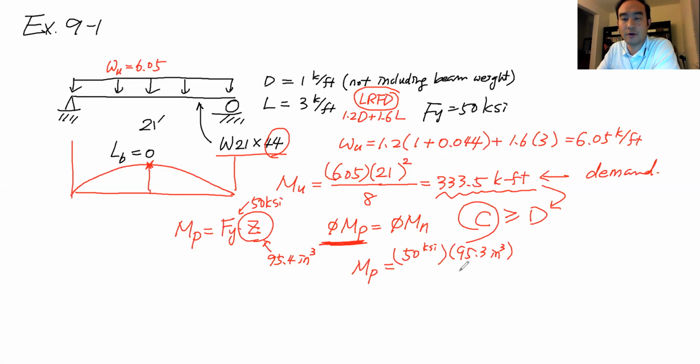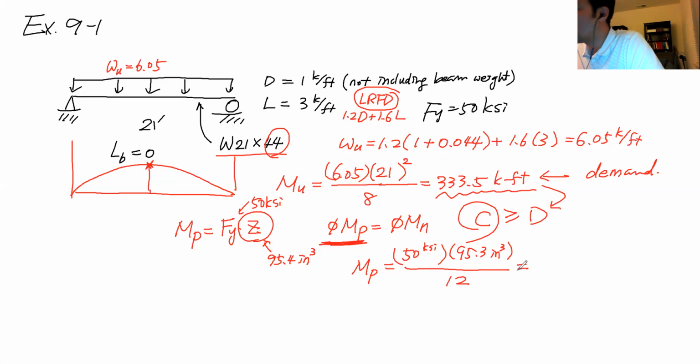If I'd like to convert it into kip-feet so that I can compare it to this 333.5, I have to divide it by 12 to convert the unit from kip-inch to kip-feet. When I calculate this number, I got 397.5 in kip-feet.